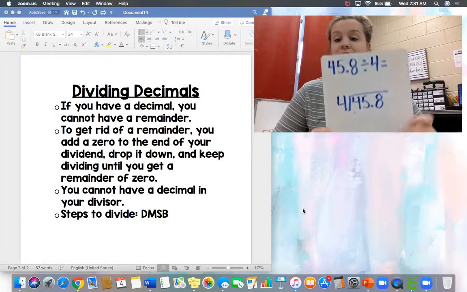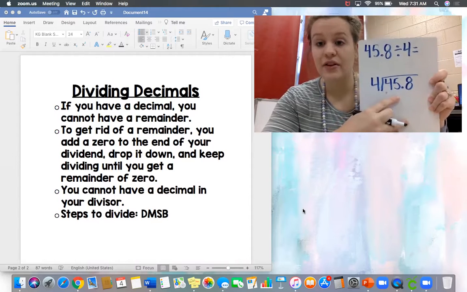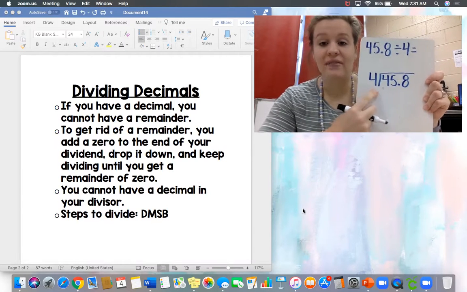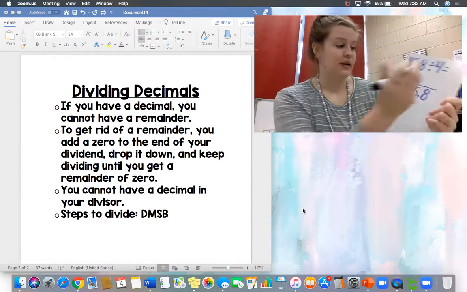Alrighty, guys, so your problem should look like this. You should have 45.8 as your dividend under the house and 4 is your divisor outside of the house. What is the first step that we are going to take here after we have set up our problem? We're going to shoot that decimal straight to the roof.